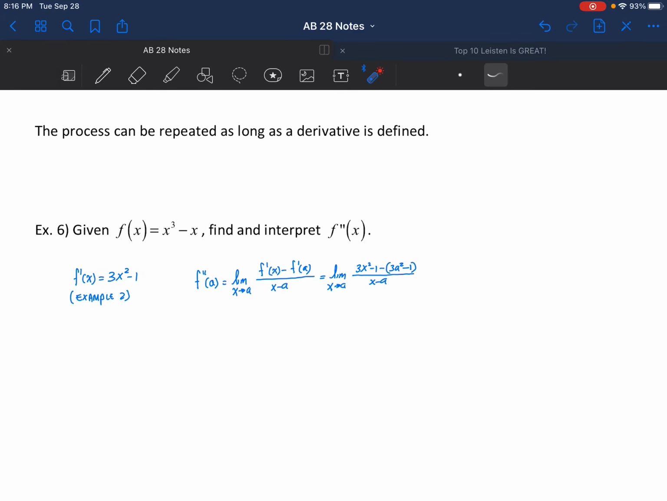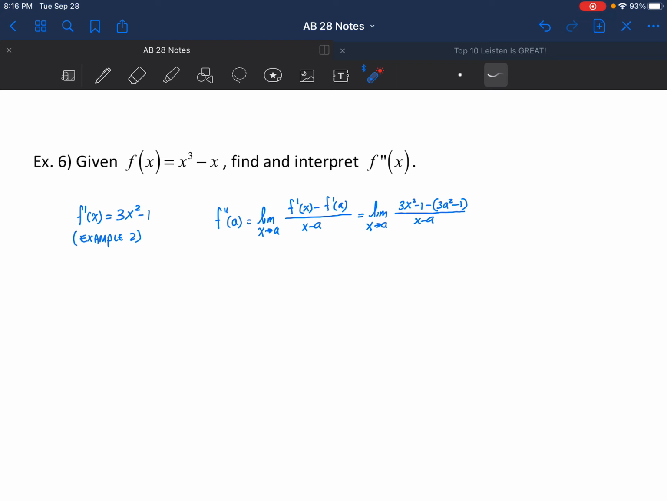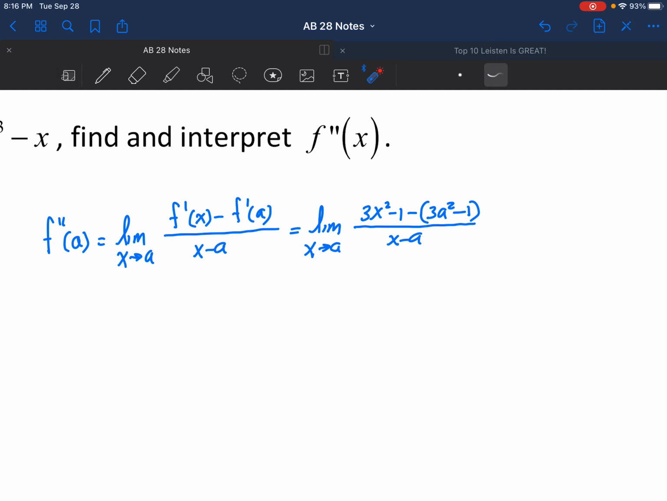Now let's go on and find a second derivative. I'm going to use the example from number 2, where we started off with x cubed minus x. We found earlier that the first derivative is 3x squared minus 1. That was in example 2. For the second derivative, we just apply our limit definition an additional time. So here, f double prime of a is the limit as x approaches a, or we could do h approaches 0, of f prime of x minus f prime of a, over x minus a. I can use my same limit process.